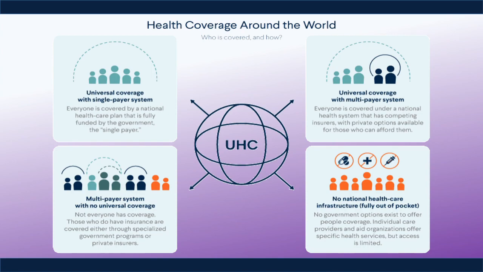In a multi-payer system with no universal coverage, healthcare is funded by employers and employees with options available for uninsured individuals in the system. Finally, the fully out-of-pocket plan is for individuals who pay for their own care. This occurs in rural areas of India, Africa, South America, and China.